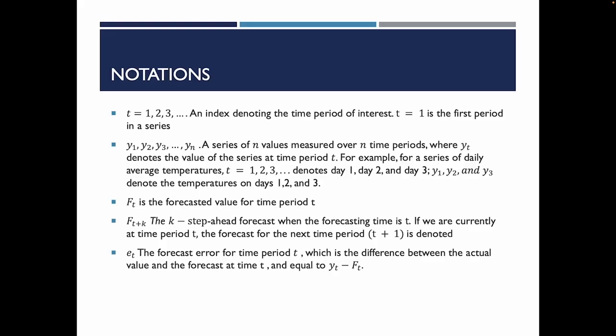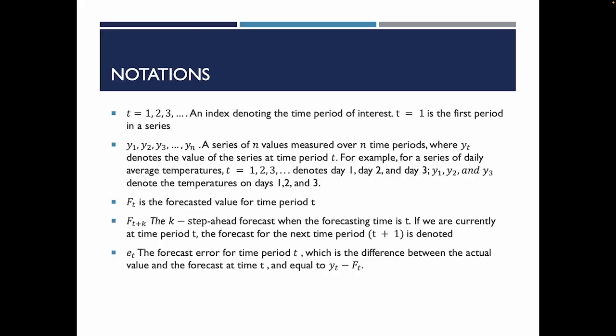Then the y values, y1, y2 up to yn, are the series of n values measured over time. So yt can be maybe the sales, maybe the profits, maybe the temperature. For example, for a series of daily average temperature, t = 1, 2, 3 represents day 1, day 2, day 3, and y1, y2, y3 represents the temperatures on day 1, 2, and 3.